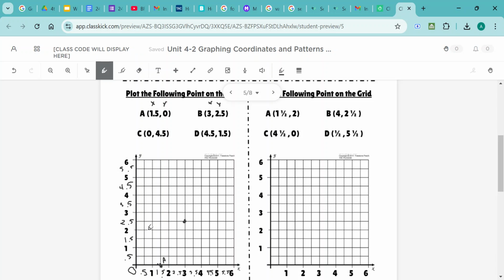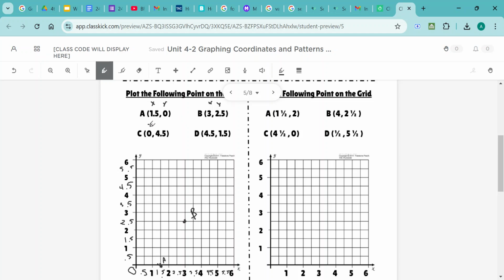Now, real quick, what if I did it backwards? Would I still end up in the same location? What if I go up 3 and then over 2.5? No, I wouldn't end up in the same location. So that's why we've got to make sure we go in the right direction. We've got to go to the right first and then up or down because we will end up in the wrong spot.